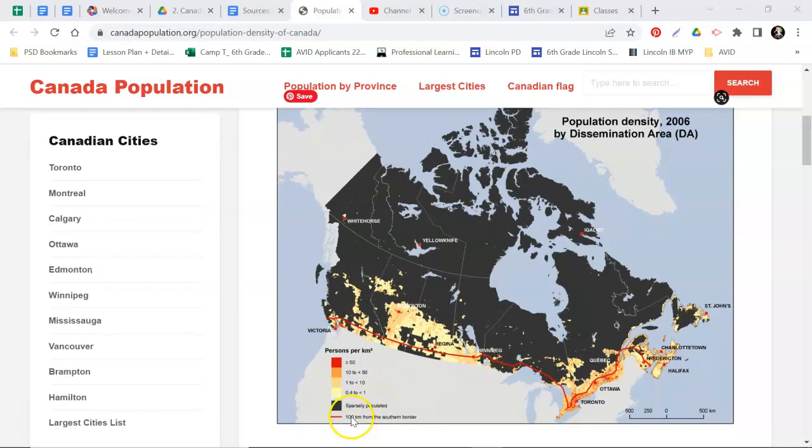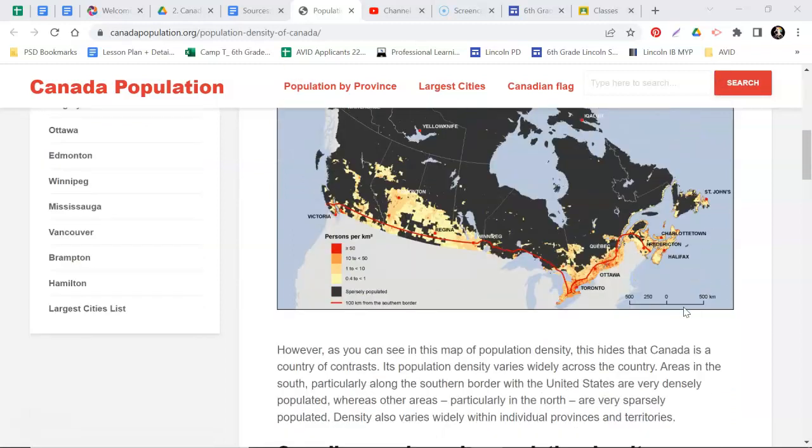And also this red line tracks the 100 kilometers from the US border. So it tracks where that line is. Those are people who live closest to the United States. If there's some observations from this that you want to record in your notes, go ahead and pause and do that.